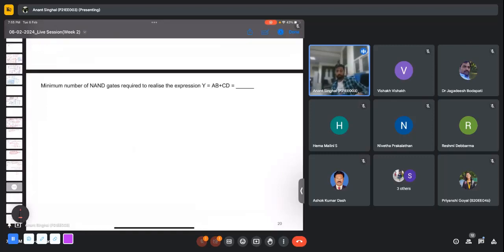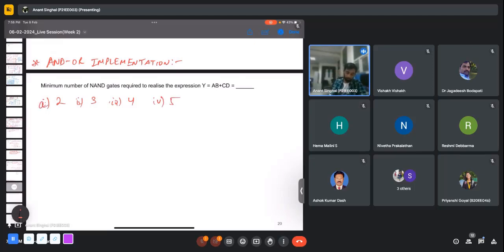So now the next question says find the minimum number of NAND gates required to realize the expression AB plus CD. So now we are starting the topic of AND-OR implementation basically. Maybe you can try the same question. You can take 2-3 minutes and let me know the answer. Maybe I can give you the options 2, 3, 4, and then 5. Try it out and let me know what you are getting.